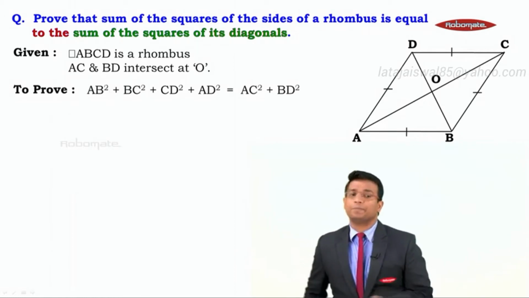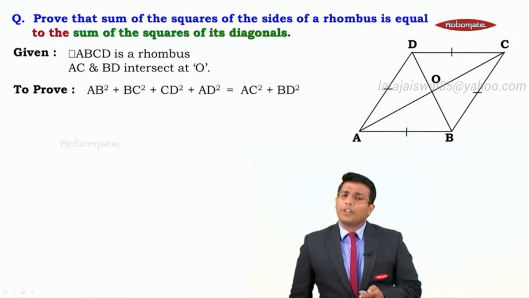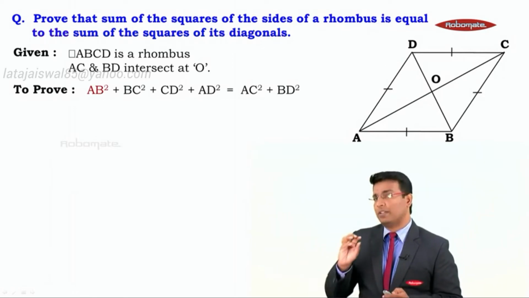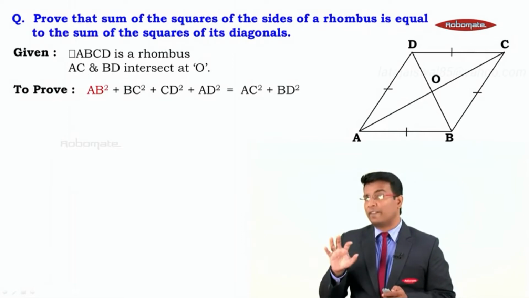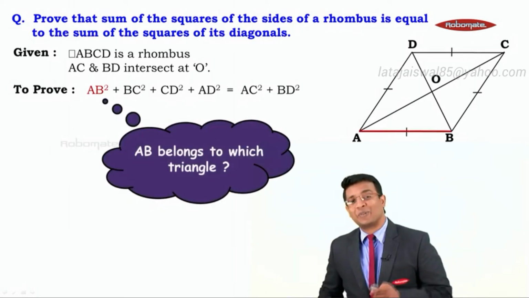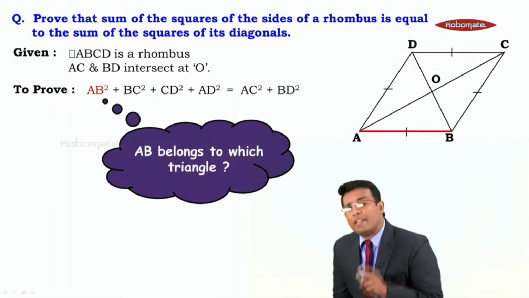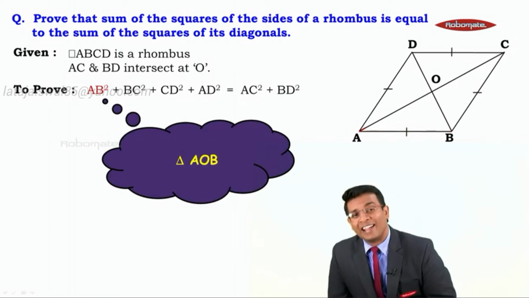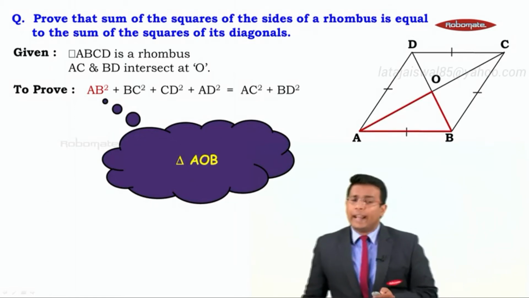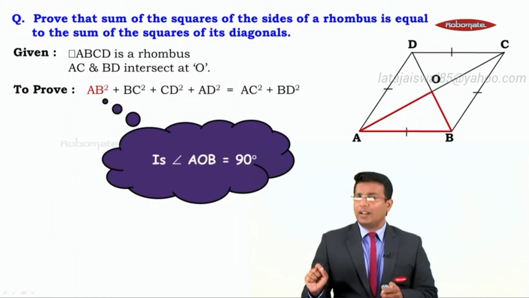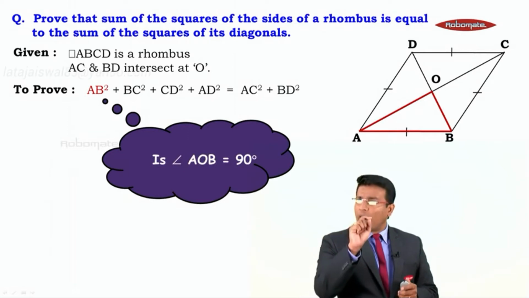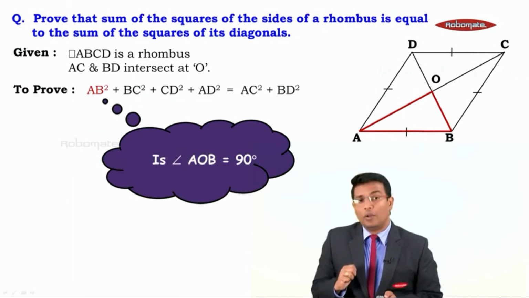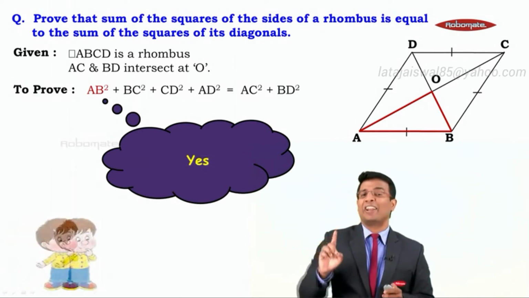Now let's proceed further. If you look at this particular part, we want AB square plus BC square plus CD square plus AD square on the left hand side, equal to, on the right hand side, AC square plus BD square. So if we look at AB first, AB belongs to which triangle? It belongs to triangle AOB. Now in that triangle, is angle AOB 90 degree? Right now, no. But can it be 90 degree? Yes, it can be 90 degree.